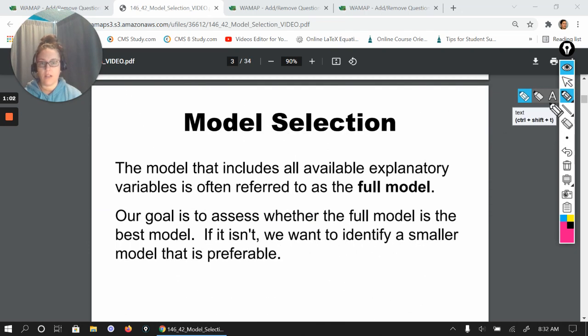The model that includes all available explanatory variables is often referred to as the full model. So this is basically where we just throw everything in. Our goal is to assess whether the full model is the best model. If it isn't, we want to identify a smaller model that is preferable.